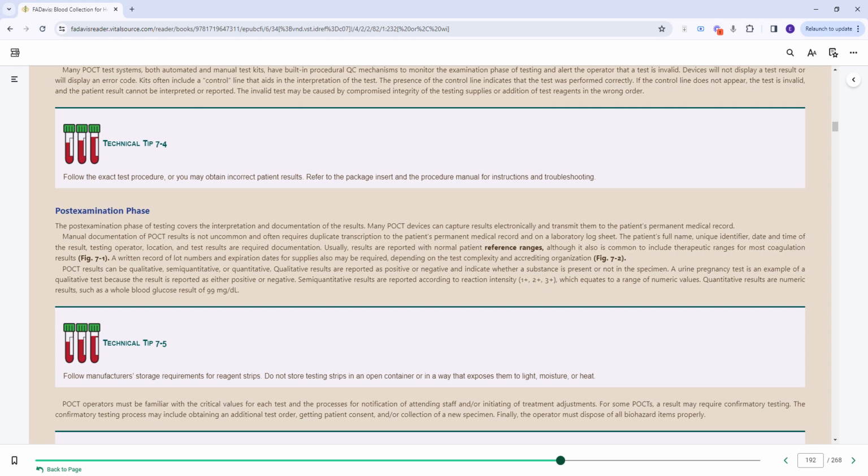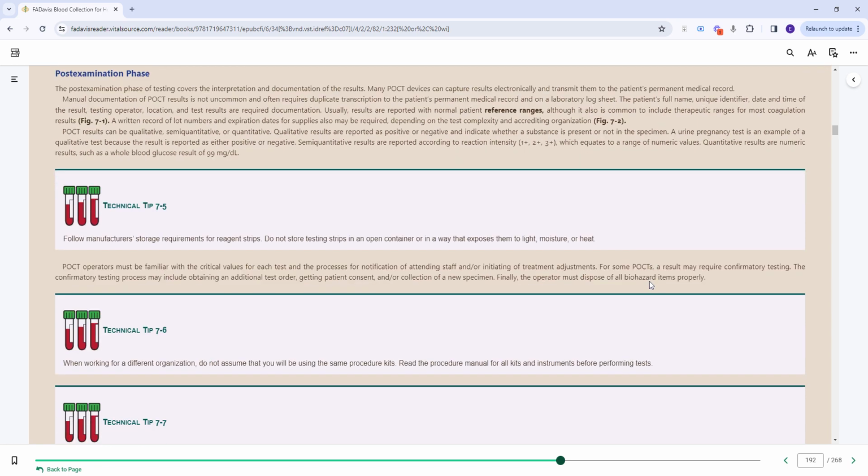So the example that I just used, blood glucose, if it shows a result of 300, whatever the number is that spits out, that makes it quantitative. So qualitative is positive or negative. Semi-qualitative is intensity: 1+, 2+, 3+. And then quantitative is a numeric result. So just know those three and what the difference is between them.